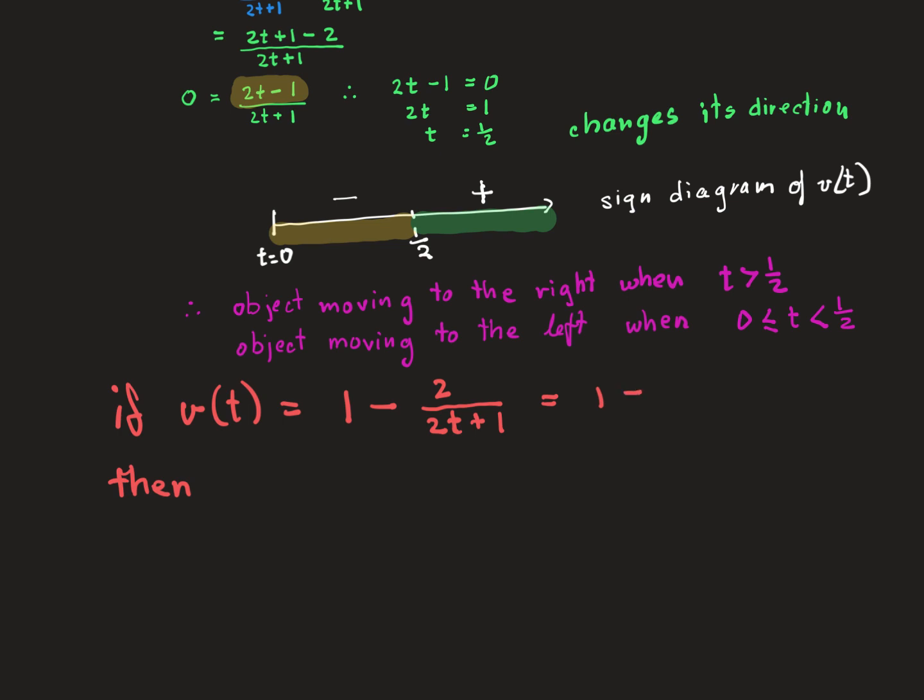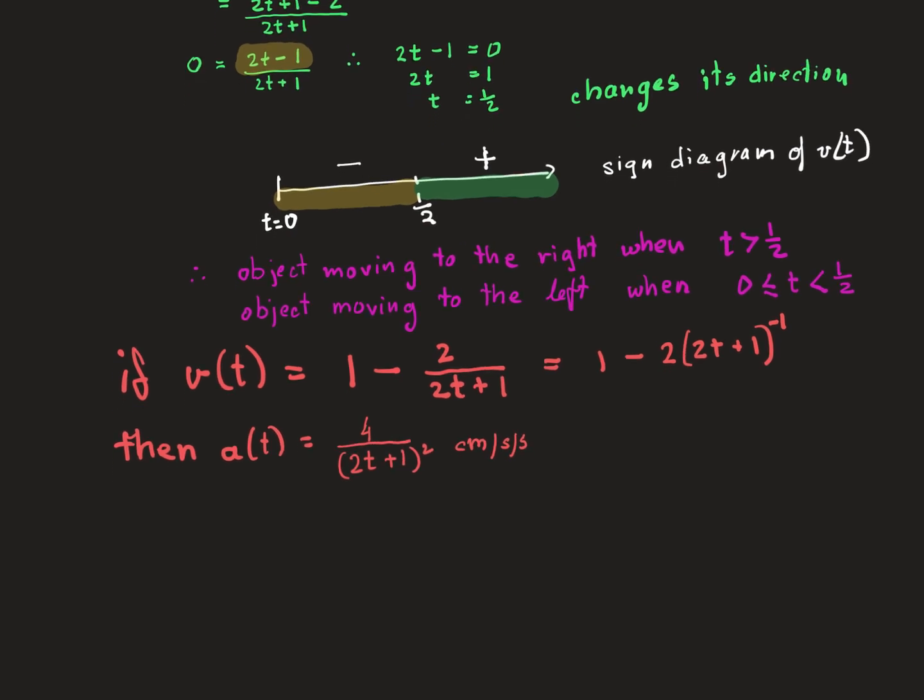It'll be 1 minus 2, and I will write this in the exponent. So 1 to the minus 1. It'll be easier to do the differentiation. So therefore, the acceleration will be, using the chain rule, 4 over (2t plus 1) all squared centimeter per second squared.